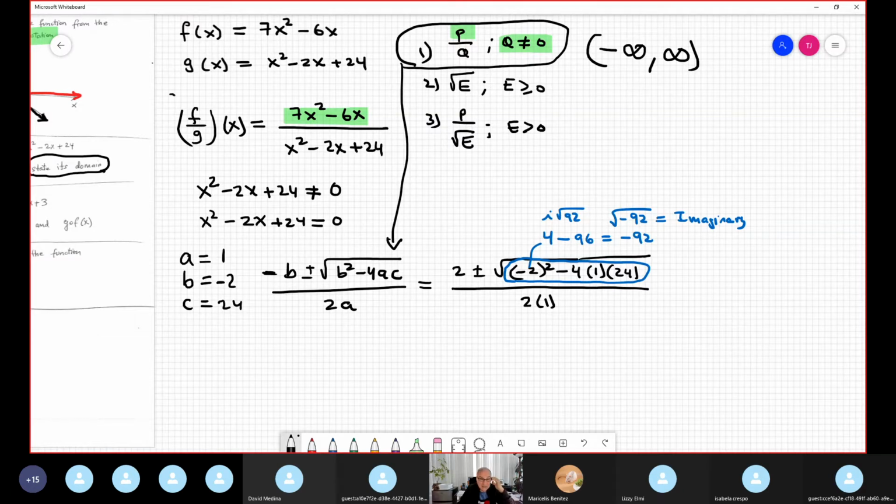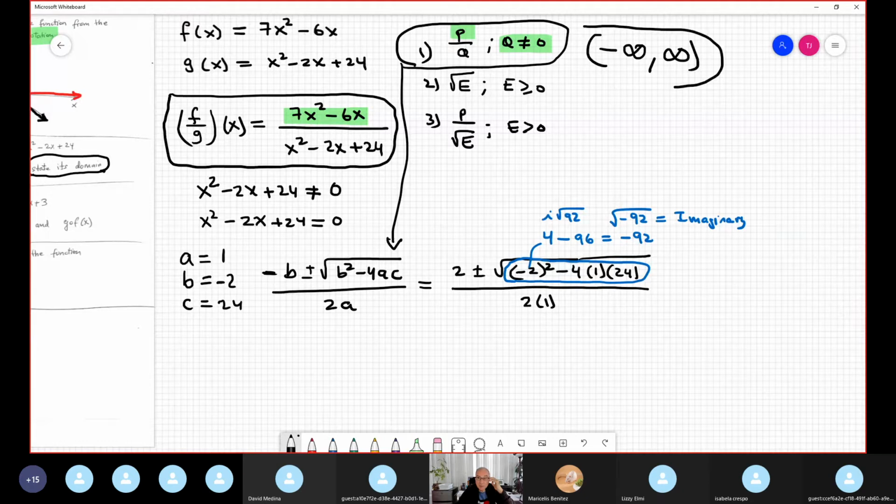But the answer is this expression, and the domain is all real numbers, because the restriction that I supposed exists does not exist, because the solutions are imaginary. The restriction does not exist. Do you understand this or no?